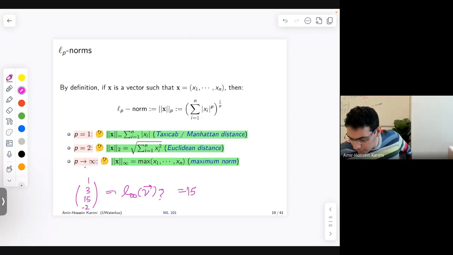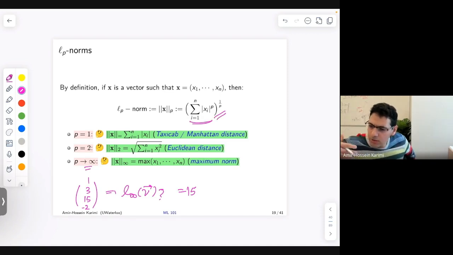If you plug infinity into here, you'll see that this summation would be overwhelmed by the maximum value because you're summing up each of the values to the power of infinity. And of course, whichever one grows fastest, whichever one with the highest base, will outweigh everything else. And so that's what the maximum norm is.